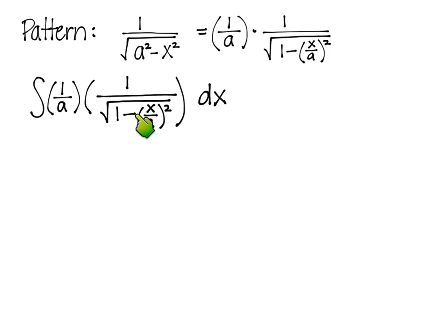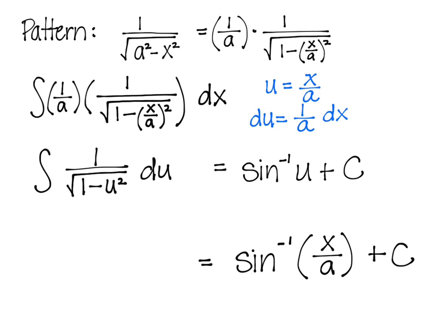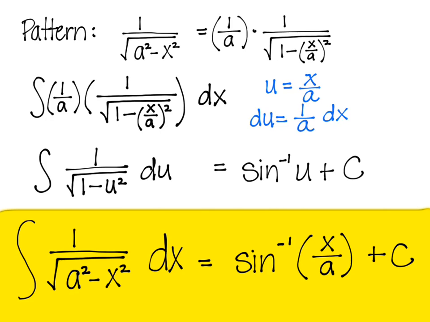simplified. And now that I see this, I'm going to use u substitution, where u is x over a, and the derivative of u is 1 over a dx. So wherever I see 1 over a dx, and I have it here, 1 over a dx, I can write du. And so that simplifies to that integral, and this integral happens to be inverse of sine. Now I'm going to resubstitute back in for that u, and I end up with the arc sine of x over a plus c. And so this pattern here is what we found.